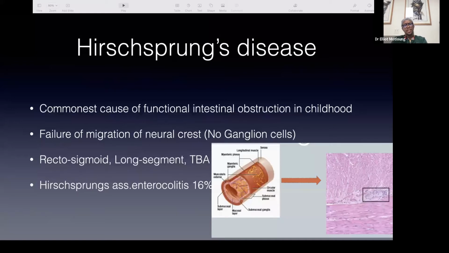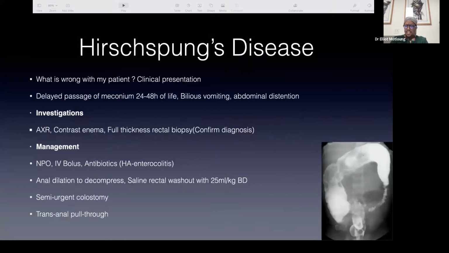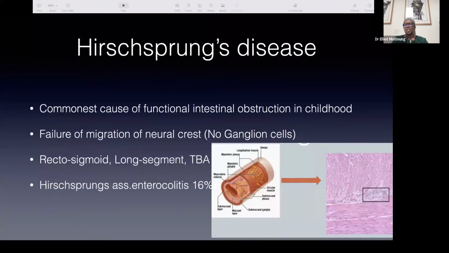The most important thing I want you to take home with Hirschsprung disease is Hirschsprung's associated enterocolitis, which happens in about 16% of our patients. These are patients with signs and symptoms of Hirschsprung disease, but they are very sick. They are acidotic, they are septic, and you should be very, very careful. Look at the white cell count of these patients and be at very high suspicion of enterocolitis and treat it promptly.